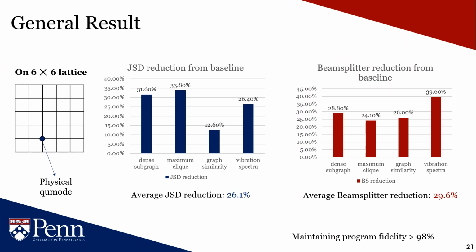We first test our compiler on a 6x6 Q-mode lattice, which means the lattice has 6 rows and 6 columns of Q-modes. We set the quantum gate fidelity from 90% to 99%. Compared with the baseline compiler, our optimized compiler achieved a 26% reduction in sample distance to the ideal sample from the fault-tolerant device, and we achieve around 30% quantum gate reduction.